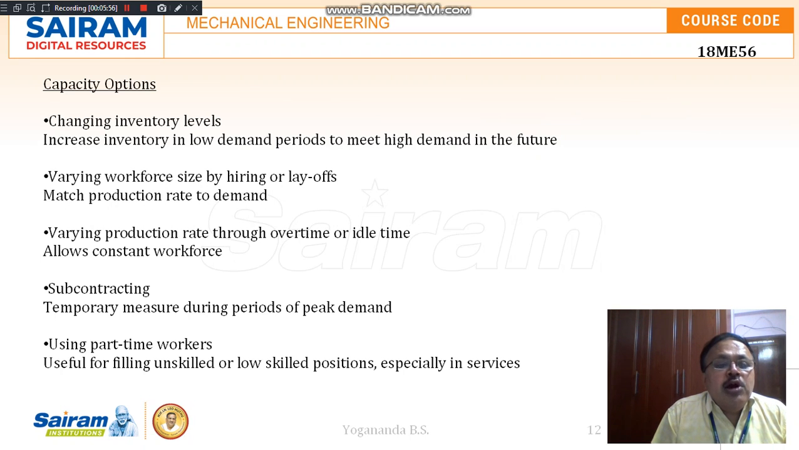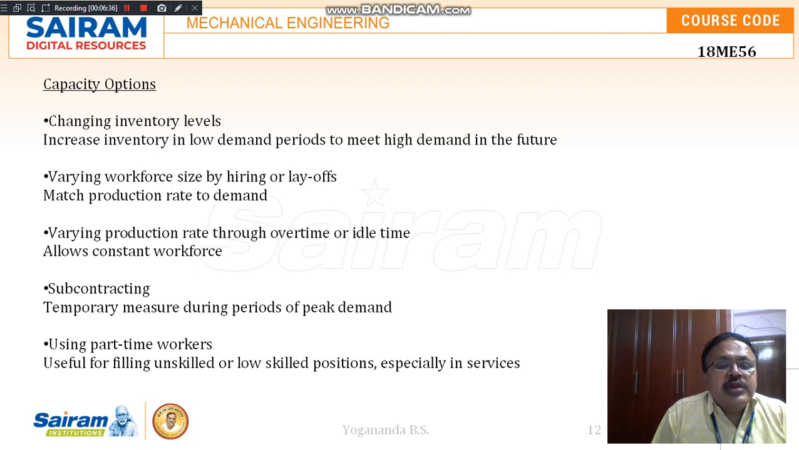Capacity options. First, changing the inventory levels, so that there will be an increase in the inventory in the low demand period. We make a stock of the raw material when the demand is low, so that in the future, when the demand rises, the stored inventory will be used in production to meet the high demand. We are effectively utilizing the capacity to store the inventory, both raw materials and finished goods.